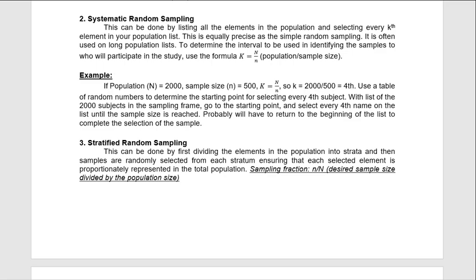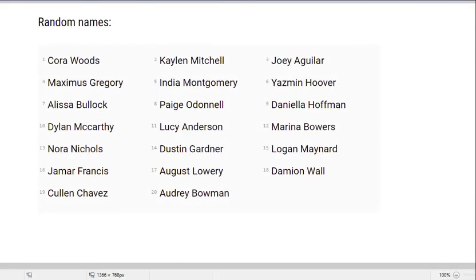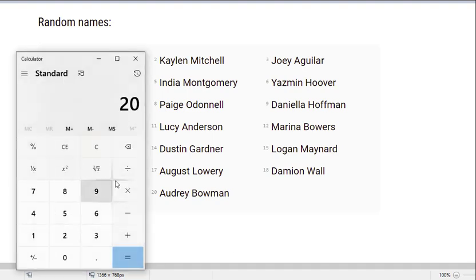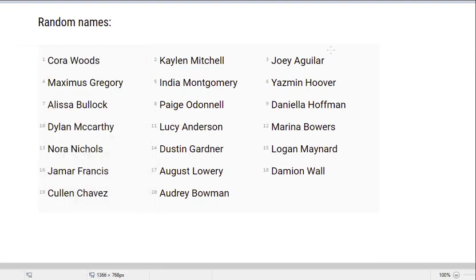So for example, guys, let's say I have 20 students. Well, in a practical sense, I can include all of them, right? But just as an example, I have 20 students and I will only get 10 for my sample size. Okay? So how will I get the kth element? The population size divided by the sample size. So for this example, our k is 2.